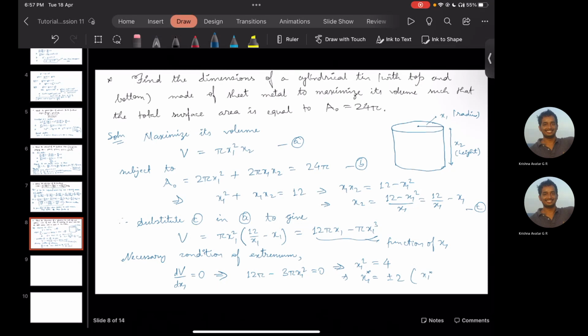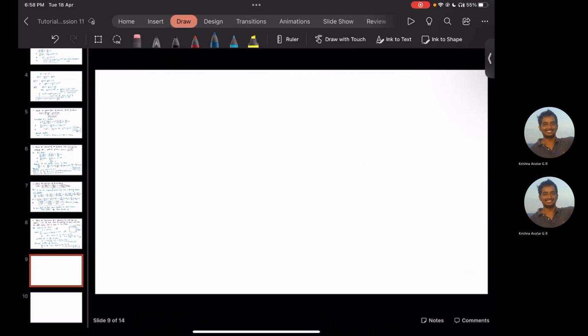However, x1 star cannot be less than 0, because we cannot have the radius as a negative number. So this implies that x1 star is equal to 2. Fine. And therefore x2 star, which is the height, is given by 12 by x1 star minus x1 star. This is 12 by 2 minus 2, which gives 6 minus 2, that is 4. So therefore, x1 star, x2 star is equal to 2 comma 4.